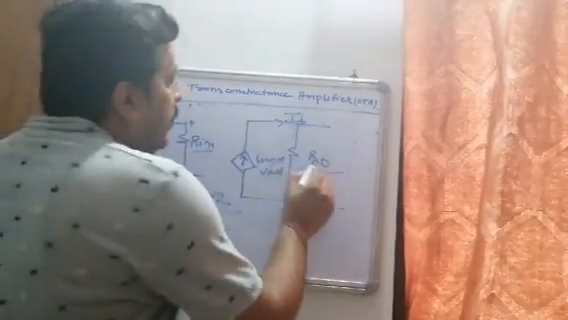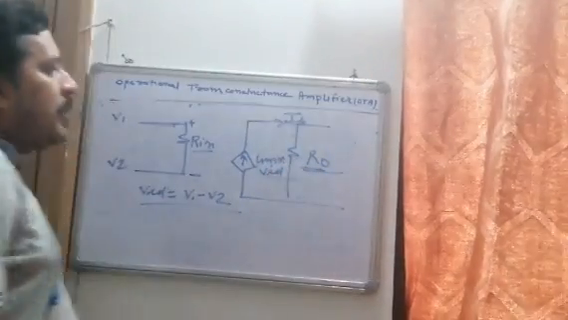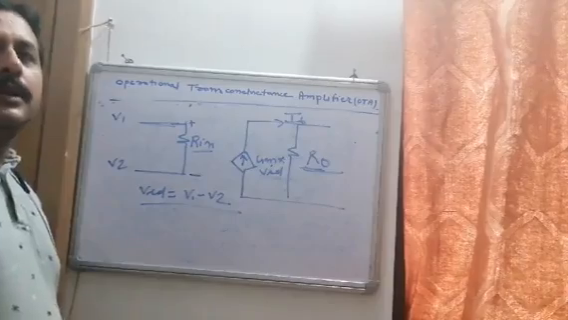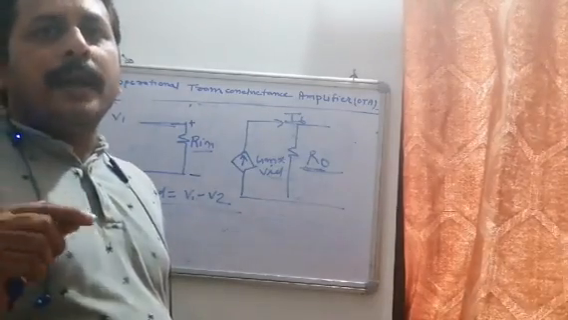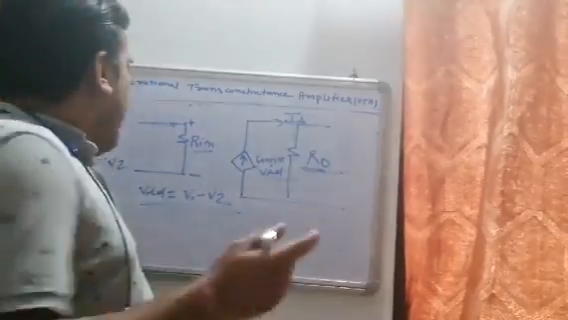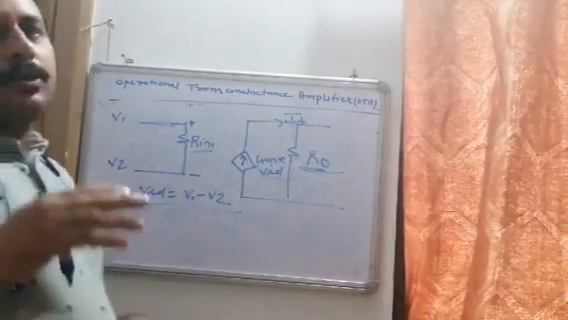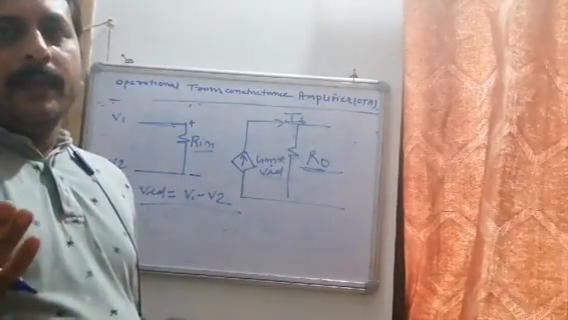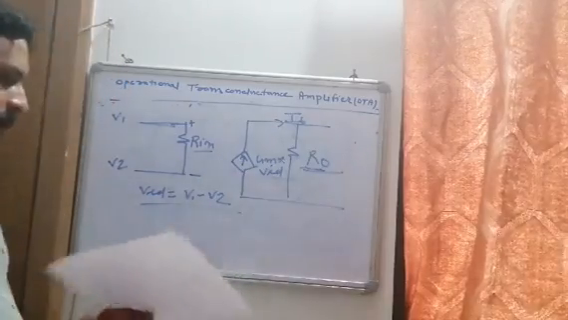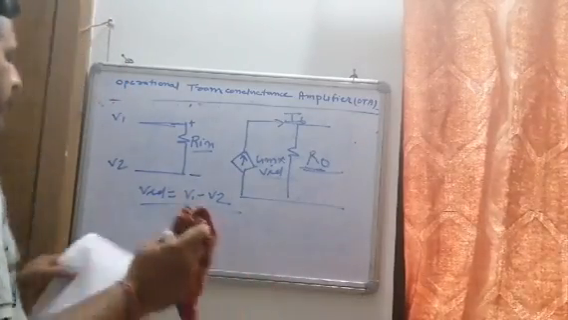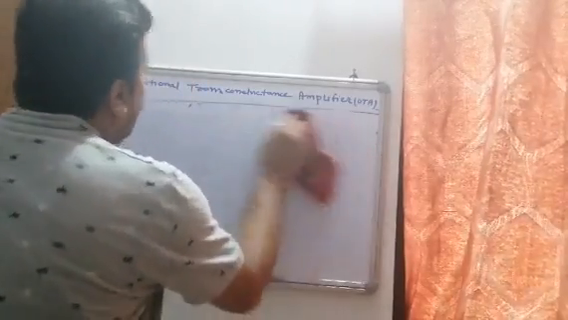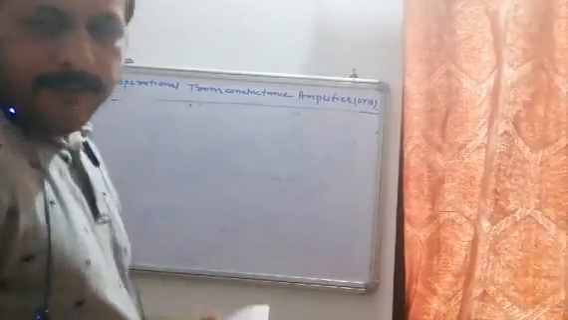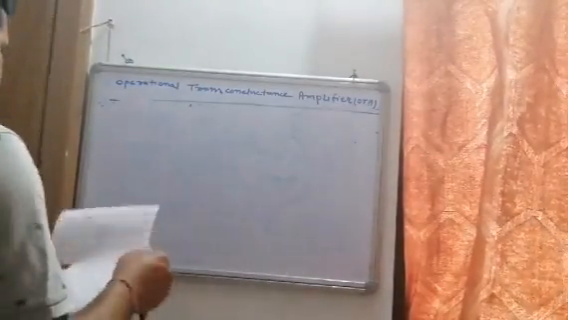So basically, output impedance R naught is very high in case of OTA because output behaves like a current source, and input impedance is also very high. So now I will see some important features of ideal OTA.